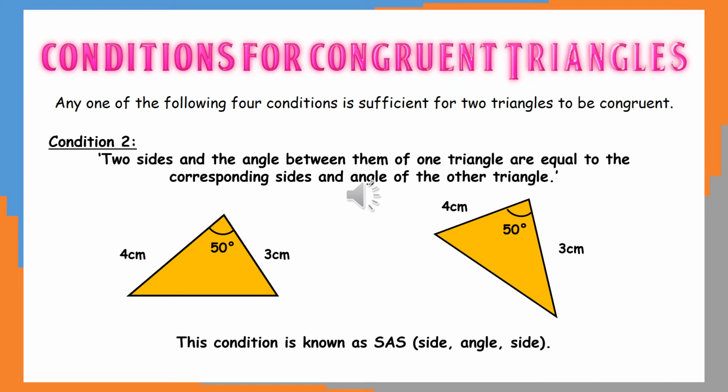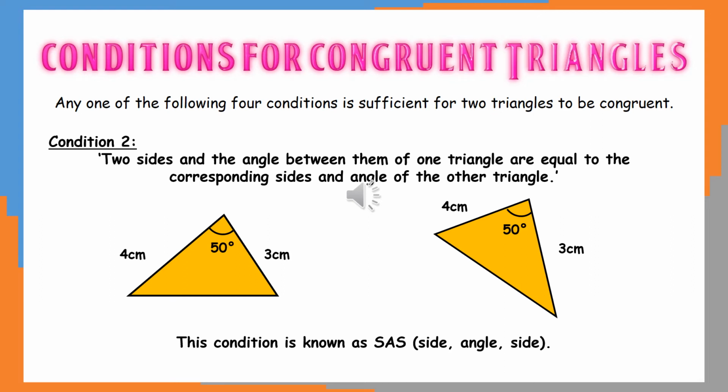For example, here in these two triangles in front of us, we have two sides, 4 centimeters and 3 centimeters, and the angle between them is 50 degrees. They are equal to the corresponding sides in the other triangle, 4 centimeters and 3 centimeters, and the angle between them is equal.